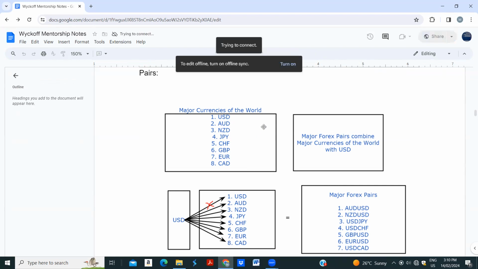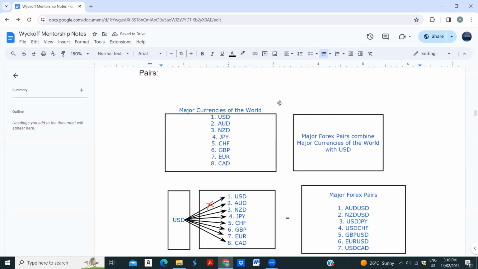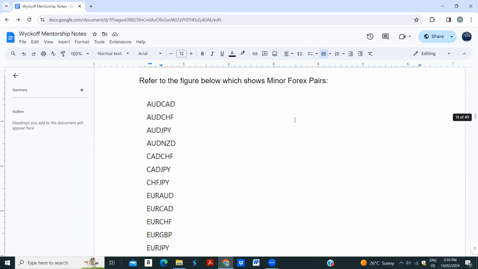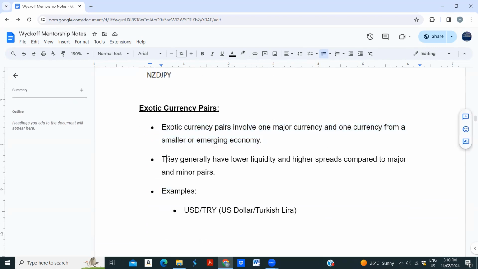For example, USD PKR. USD PKR is an exotic currency pair because we have one major currency, which is USD. PKR is not a major currency, so it becomes an exotic currency pair. They generally have lower liquidity and higher spreads. So I always advise people to stay away from the exotic currency pairs, because they have lower liquidity and higher spreads compared to major and minor pairs.